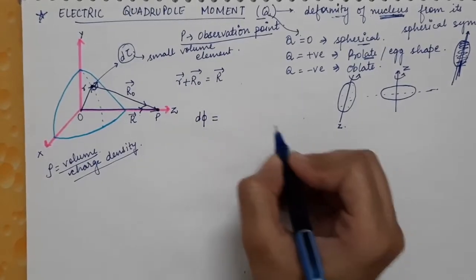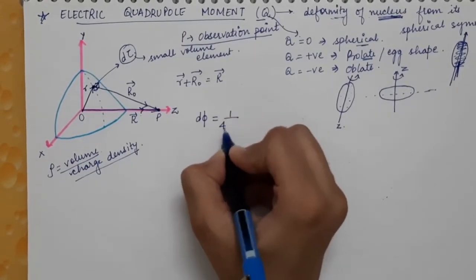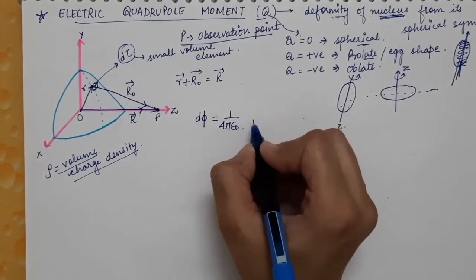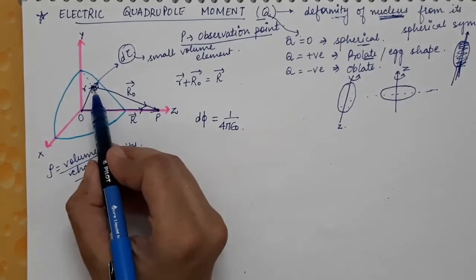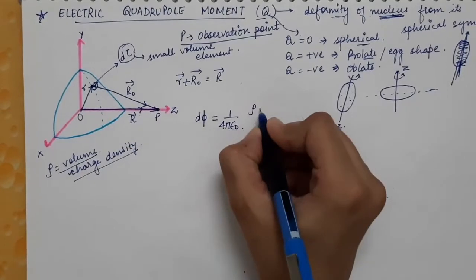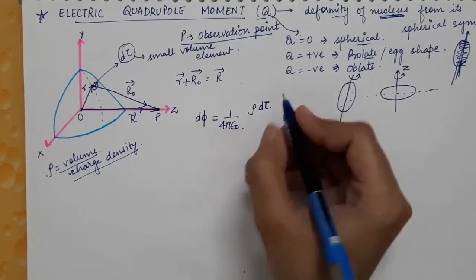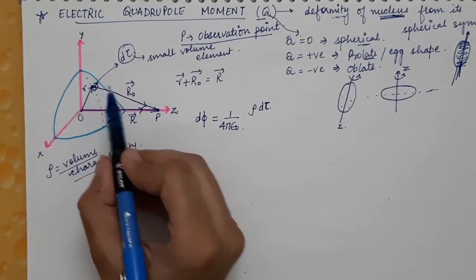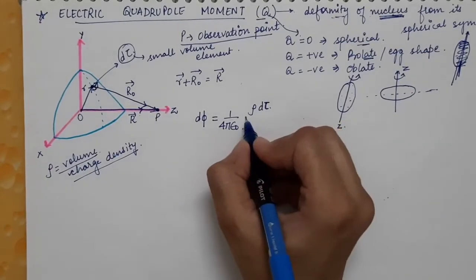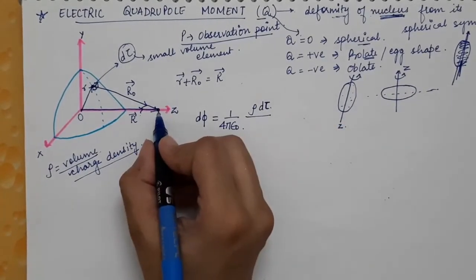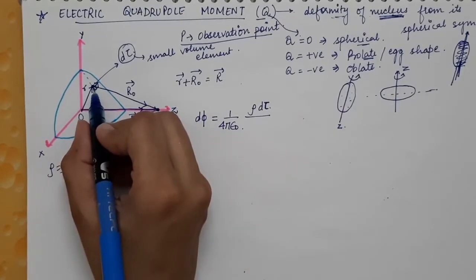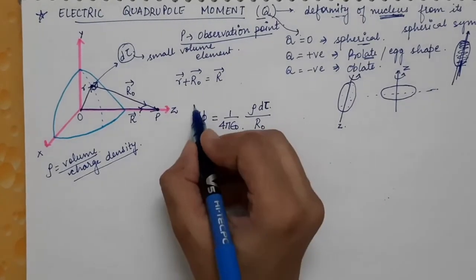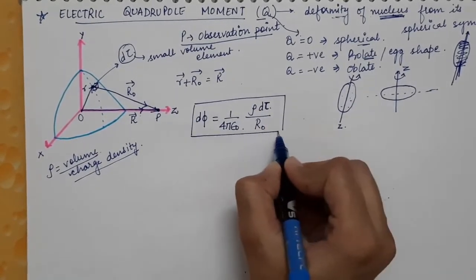This is the potential due to this small volume element. It will be given by Coulomb's law, which is 1 by 4 pi epsilon naught times charge divided by distance. Now the charge over here will be given by rho times d tau. This will be the charge present inside this small volume element, and the potential of this volume element at point P will be given by this formula, divided by the distance of the observation point from this volume element, which is the magnitude of r naught vector. So this will be the potential given by d phi.